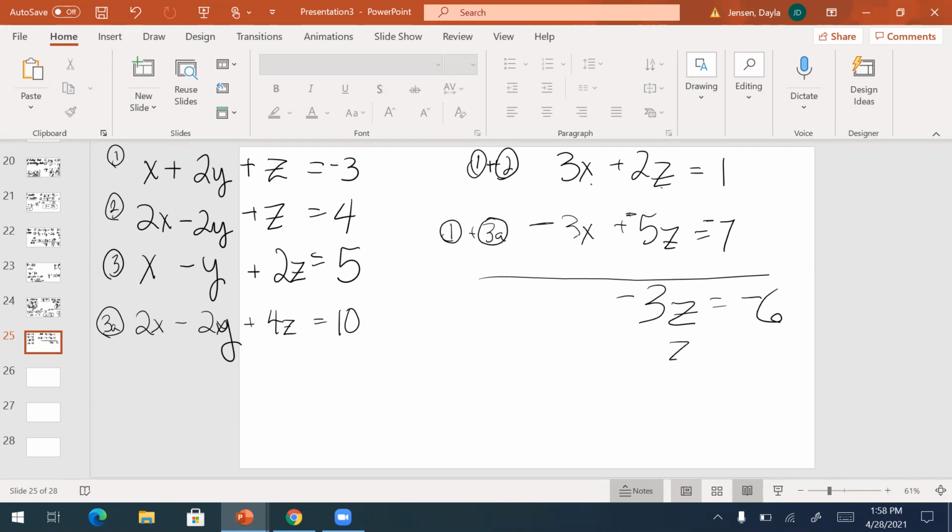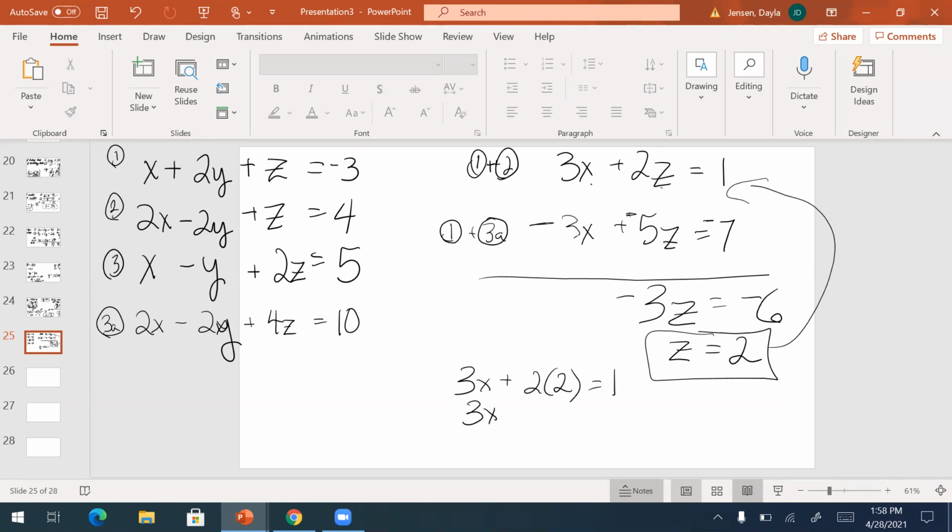So z must be 2. If I know that z is 2, I can put that into one of these equations and find out what x is. 3x plus 2 times z, which is 2, equals 1. So 3x minus 4 equals negative 3. So x must be negative 1.